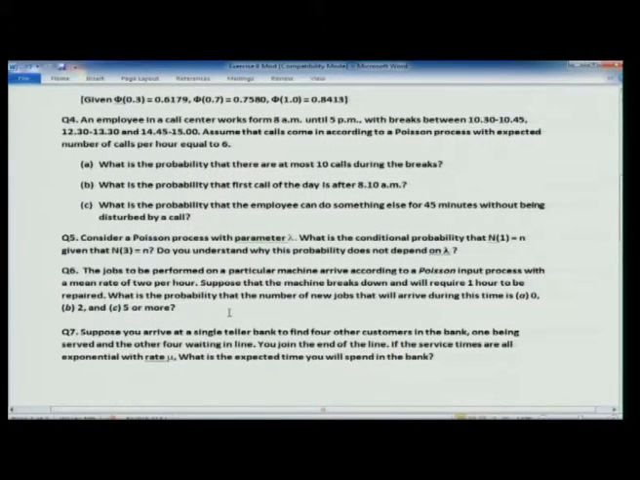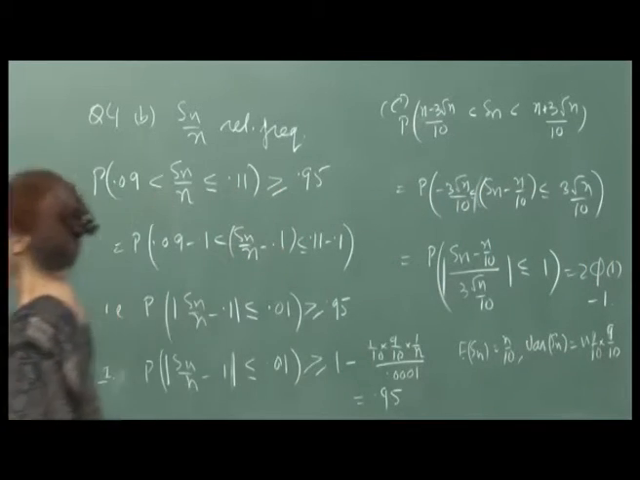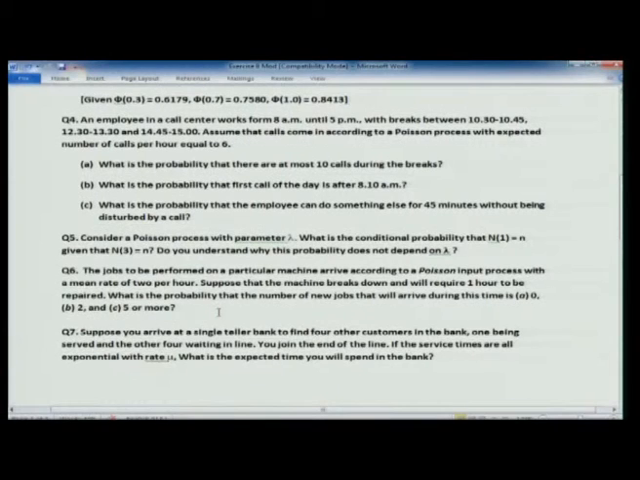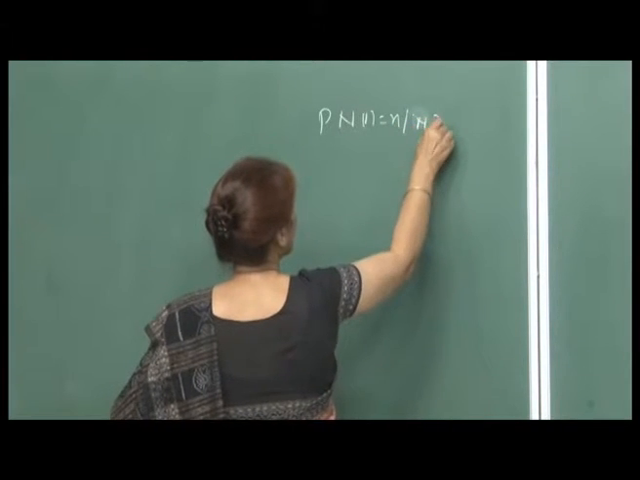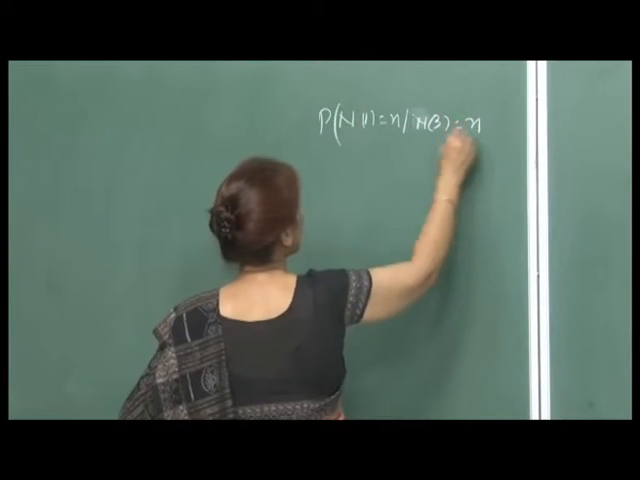Now, consider a Poisson process with parameter lambda. What is the conditional probability that N1 is n given that N3 is n? Here again, this is a good question in the sense that it will help you to understand Poisson processes. Do you understand why this probability does not depend on lambda? So, now you see what you have to find: the probability that N1 is n given that N3 is n.